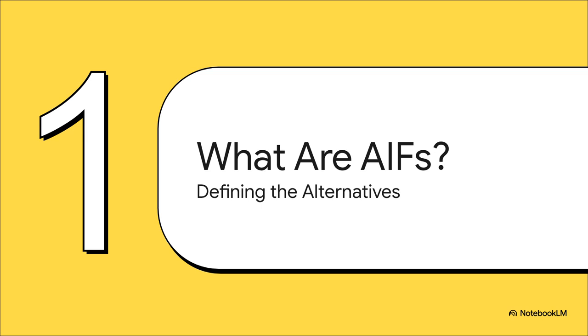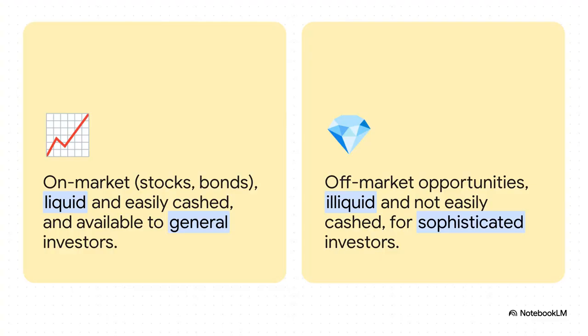Okay, first things first. To really get a handle on AIFs, we have to start with that first word, alternative. What does that even mean? What makes an investment alternative compared to a normal one? And really, it all boils down to this one simple comparison. On one hand, you've got your traditional stuff, stocks, bonds. You can buy and sell them easily, right? They're liquid. They're for everybody.